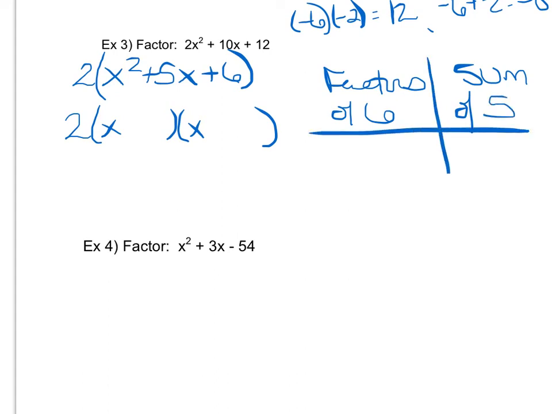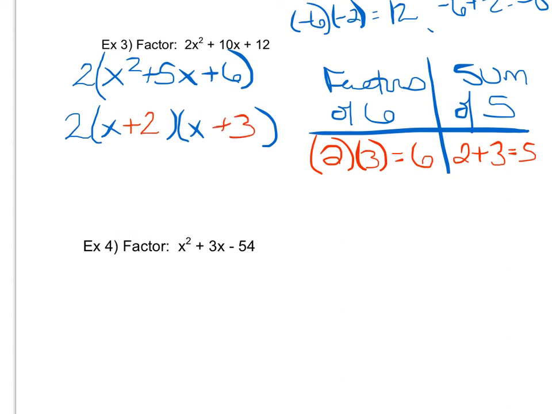Well, trying to think of two things that multiply to give me 6 and add to give me 5. I might try 2 times 3 does give me 6. And notice 2 plus 3 does give me the 5 I'm looking for. So I'm going to go ahead and put a positive 2 and a positive 3 in here, giving me a final answer of 2 times (x + 2) times (x + 3).